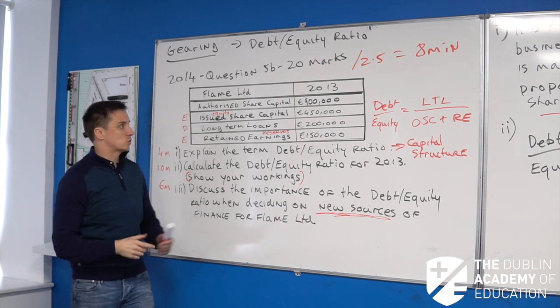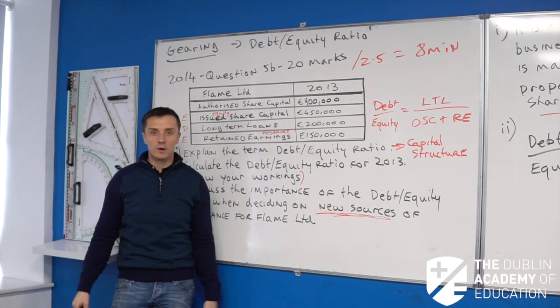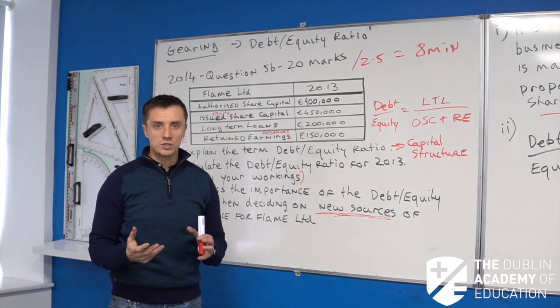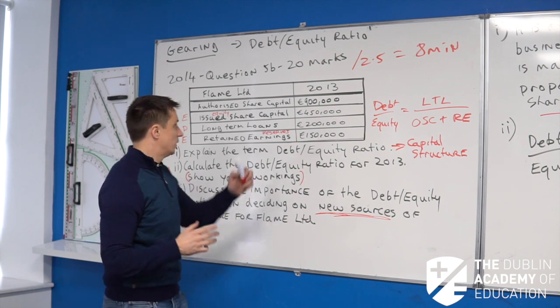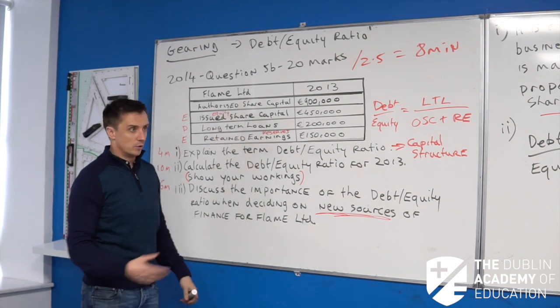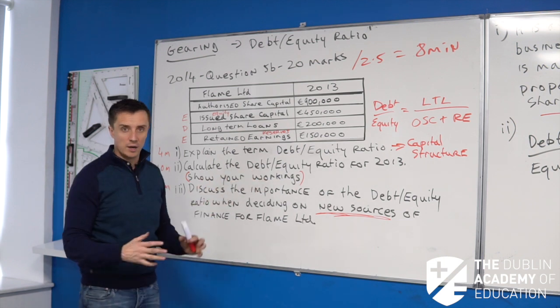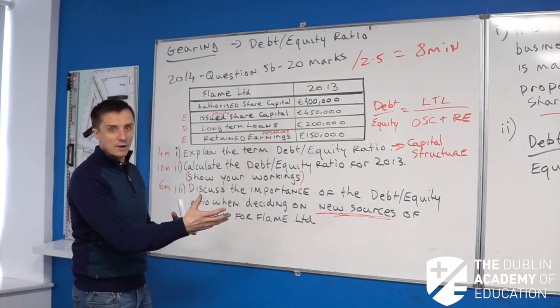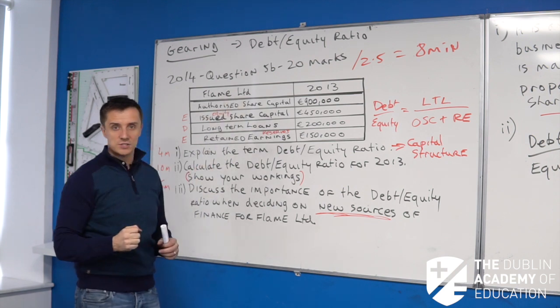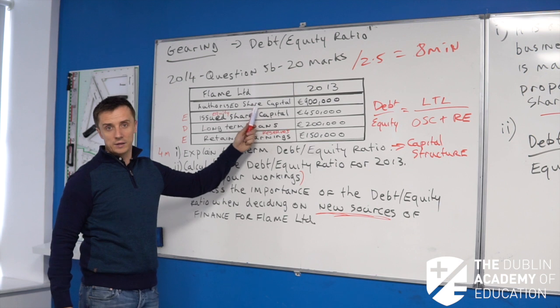Now, this is where students can run into a bit of trouble. They can see authorised share capital. Now, you don't include that in your calculations, right? Authorised share capital is just the amount of shares the business is allowed to sell. You know the word authorised, so you might be authorised to do something, or you are not authorised to do it, same thing. It's basically the amount of shares the business is allowed to sell, right? So we don't include that in our calculations, all right?